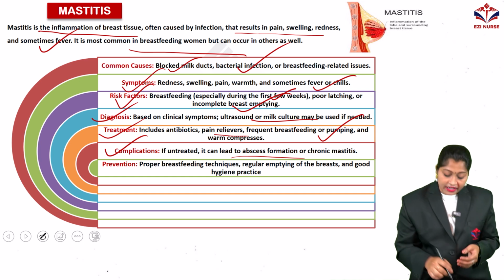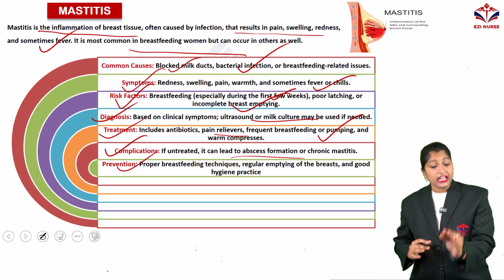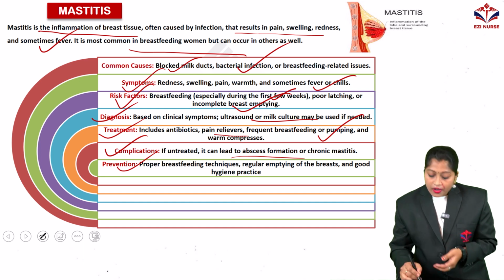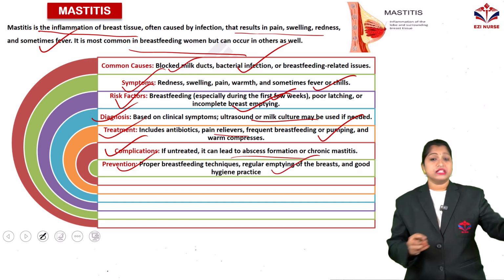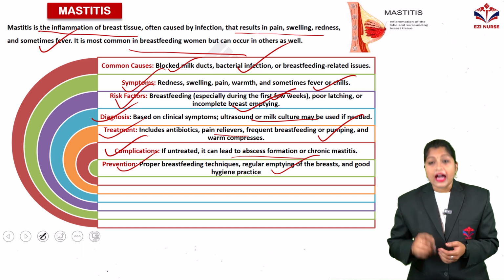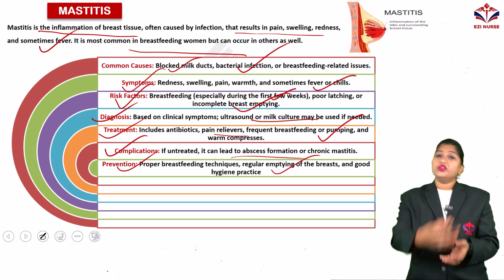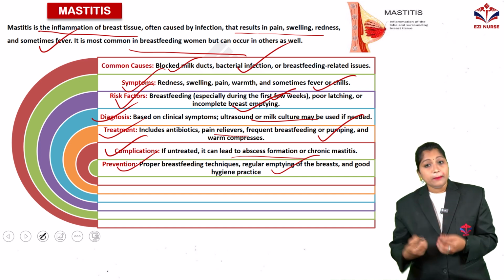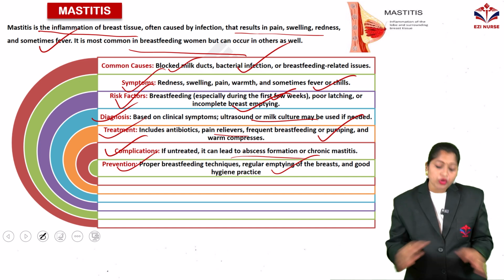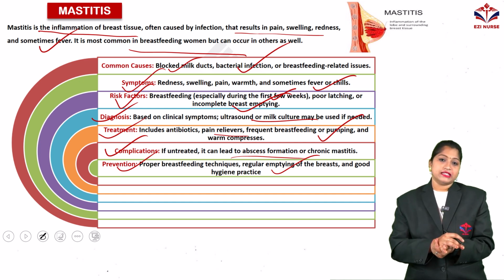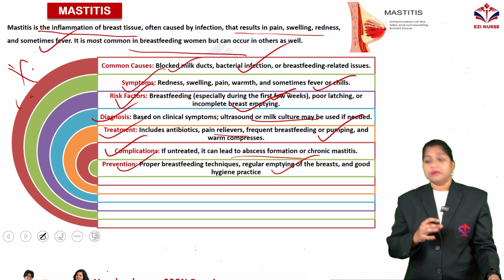How do you prevent this condition? You need to do a proper breastfeeding technique when you're breastfeeding the baby. Regular emptying of the breast is very much necessary in order to prevent this mastitis, and good hygiene practices. Prior to breastfeeding, you need to wipe your breast and the nipples, and infection should be avoided. So this is how you prevent the mastitis. This was also a very important question for a 5 or a 10 marker.